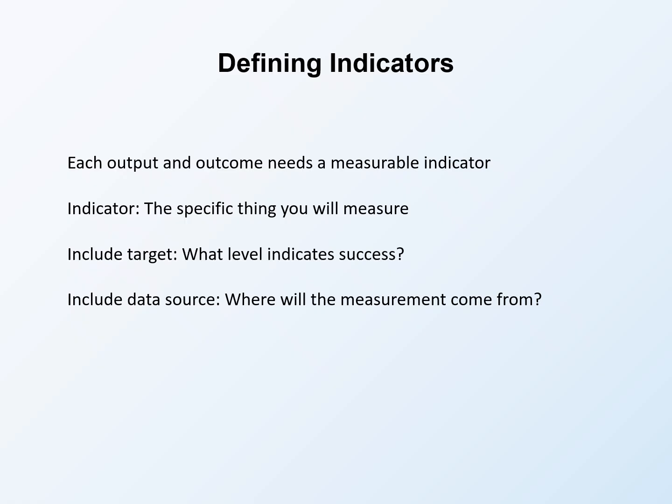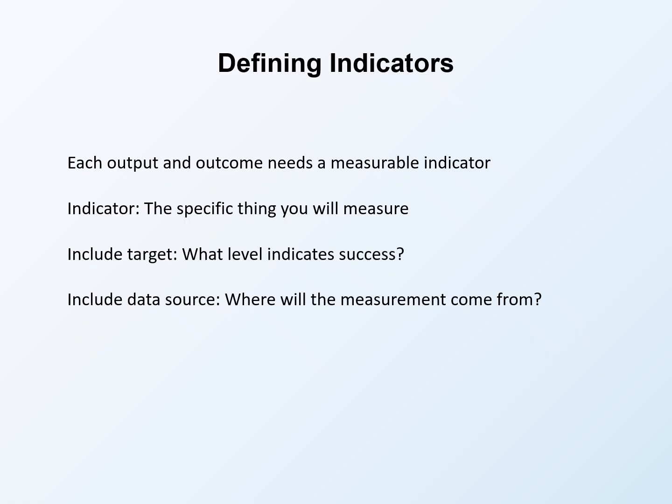Every output and outcome in your logic model needs a measurable indicator. An indicator is the specific thing you will measure to know whether you've achieved the output or outcome. For outputs, indicators are often counts: number of workshops held, number of participants, number of materials distributed. For outcomes, indicators are often percentages or rates: percent of participants demonstrating knowledge, percent reporting behavior change, rate of disease incidence. Each indicator should include a target.